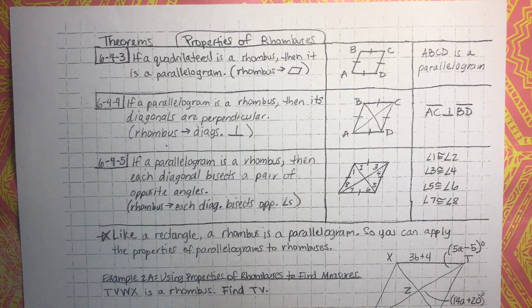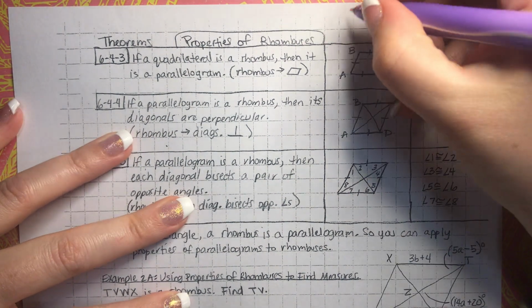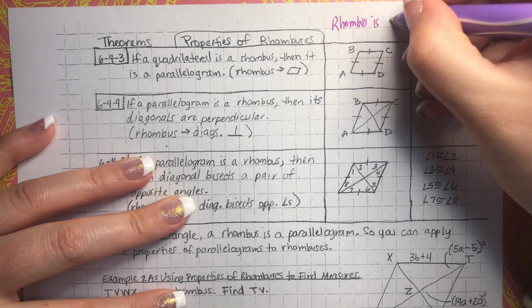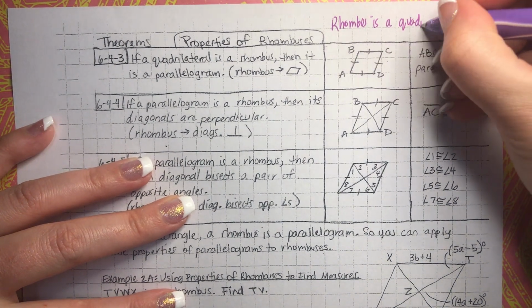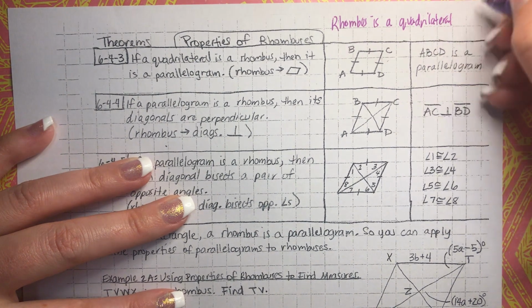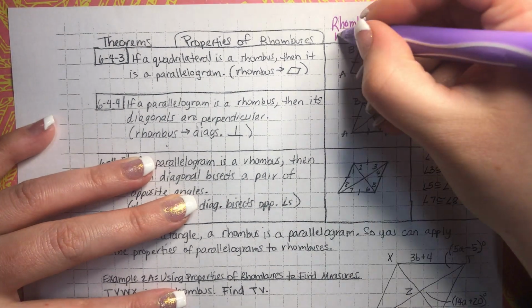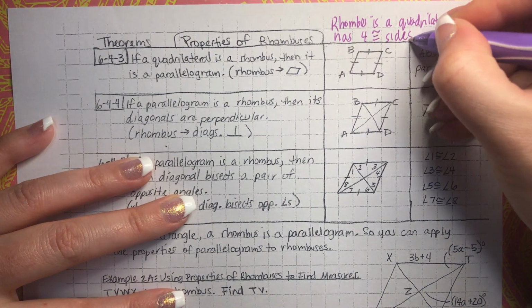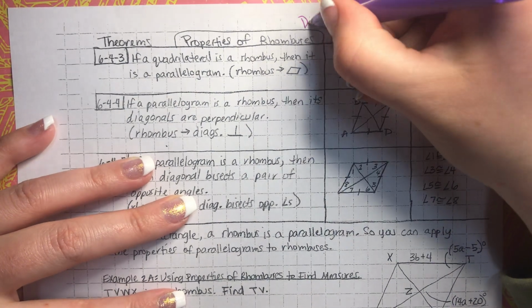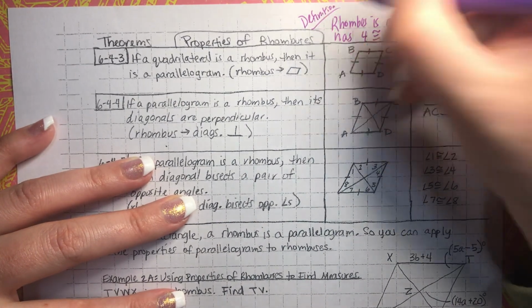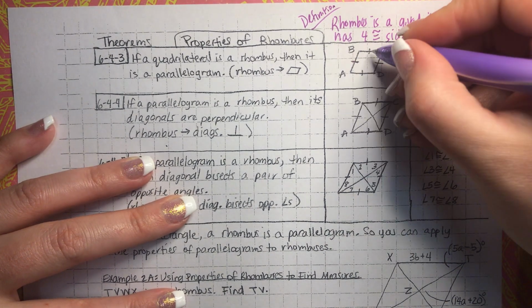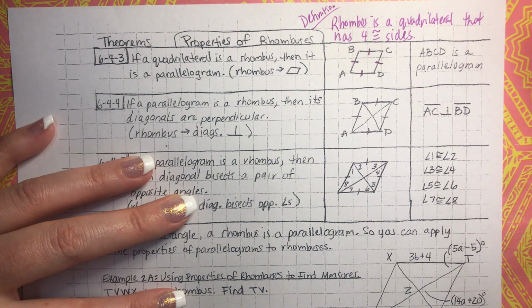All right, we're back for example 2, and we're talking about rhombuses. So a rhombus is a quadrilateral that has 4 congruent sides. Okay, so this is the definition of a rhombus. So here's a quadrilateral, it has 4 congruent sides. They're all the same. That's what makes it a rhombus.